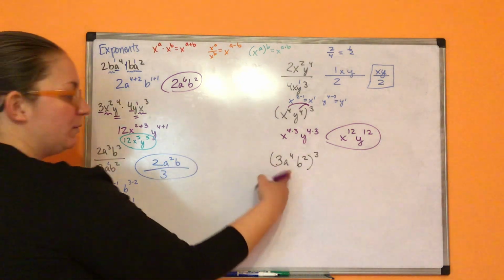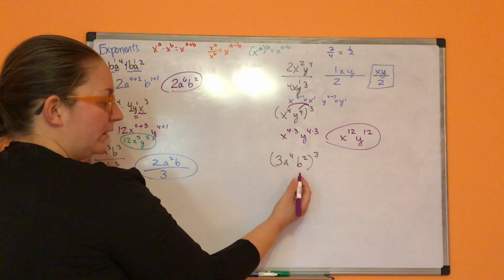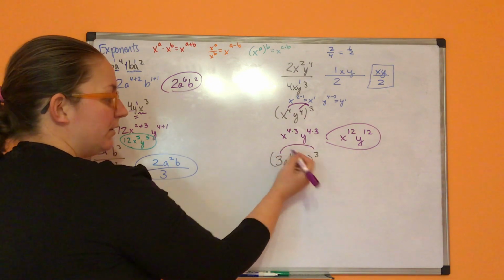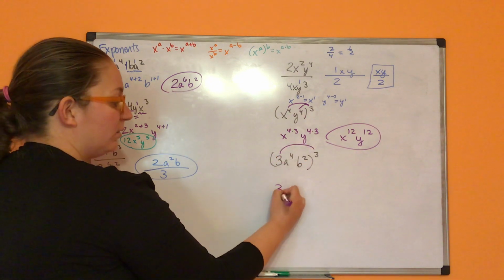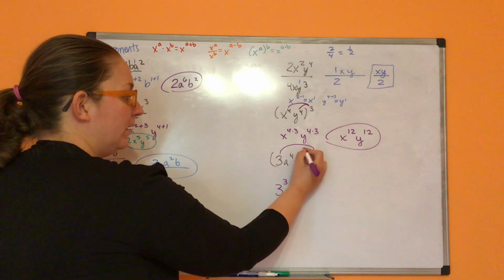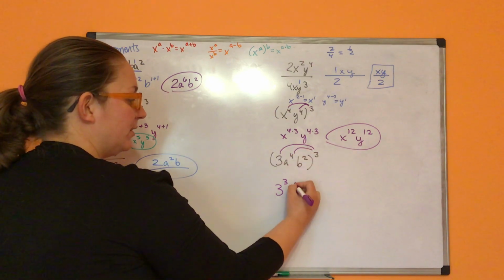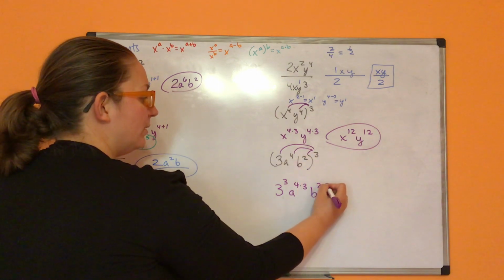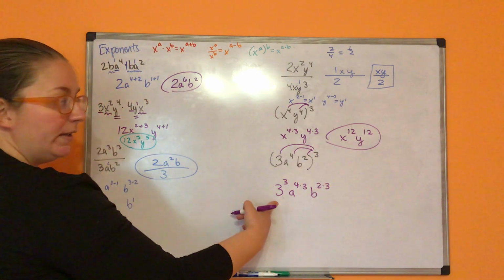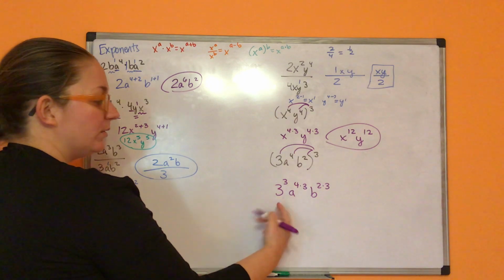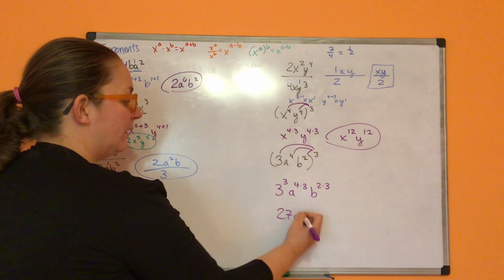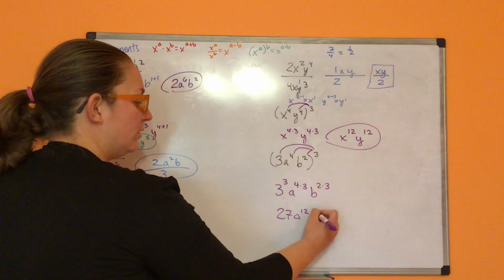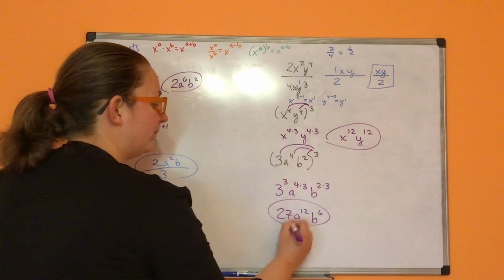Same idea with this one. Another thing to think about here is any numbers get the exponent also. So this isn't going to be 3 times 3, it's going to be 3 to the 3rd. And then I multiply existing exponents together. A to the 4 times 3, b to the 2 times 3. 3 to the 3rd is 3 times 3 times 3, which is 27. 4 times 3 is 12. 2 times 3 is 6.